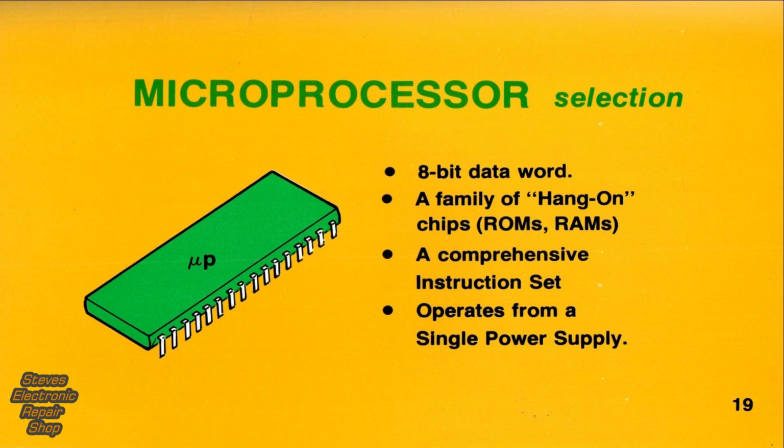Here are a few of the factors that figured into our microprocessor selection. First, an 8-bit data word was essential to handle the information from our temperature sensor. Design is simplified if the microprocessor has a family of hang-on chips, such as ROMs and RAMs, because then we don't have to concern ourselves with chip interface. A good comprehensive instruction set simplifies programming, and operation from a single power supply will reduce design problems that usually surface in this critical section.